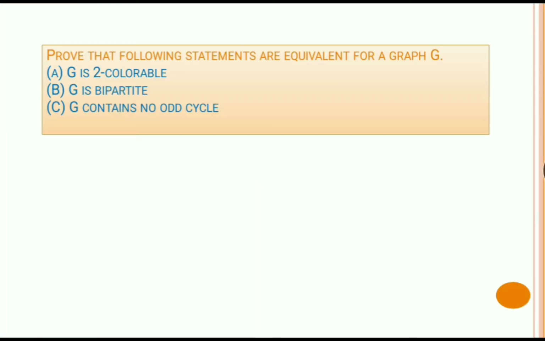So the first theorem is: prove that the following statements are equivalent for a graph G. A: G is two colorable. B: G is bipartite. C: G contains no odd cycle. To prove this, we'll first prove A implies B, then B implies C, and then C implies A. So let's start with A implies B.